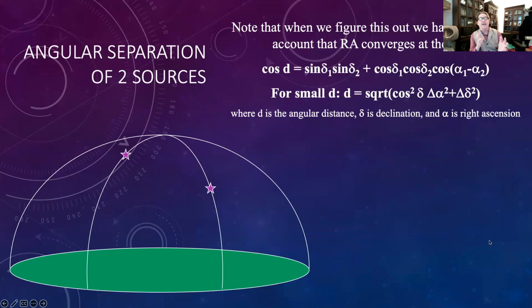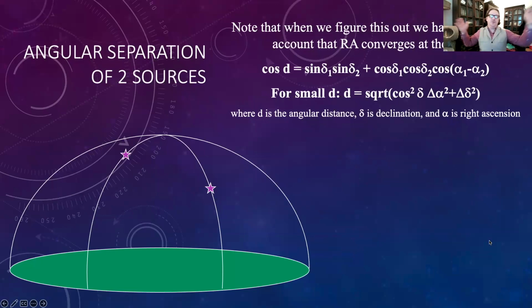So again, to keep comparing apples to apples, you will need to convert right ascension, which is in hours, minutes, seconds, to degrees, minutes, seconds, or decimal degrees, or decimal radians. So you will need to convert that into the same units as you have for declination. Now, this is the distance between two objects on a sphere.